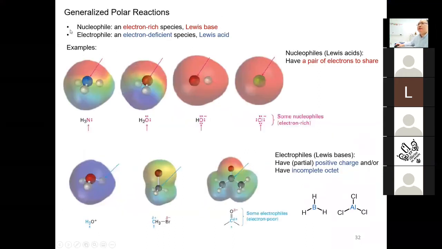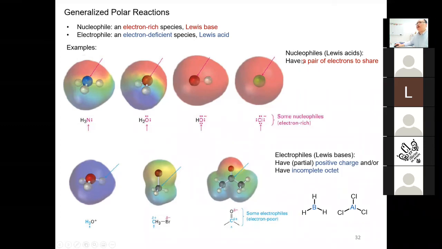So here are two new concepts. If a species is rich in electrons, okay, we call it a nucleophile. It's an electron-rich species, and because it has electron pairs to donate, from the concept of acid and base, we call it a Lewis base, right? Because a Lewis base donates electrons, and the nucleophile is electron-rich. It's ready to donate electrons. Okay. For example, all these nucleophiles I have listed here.